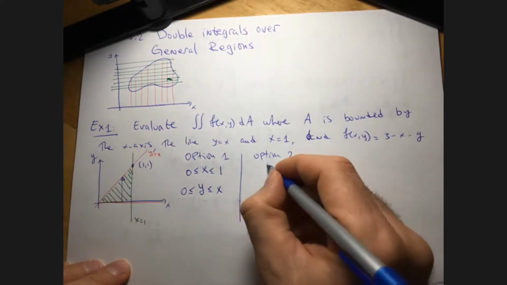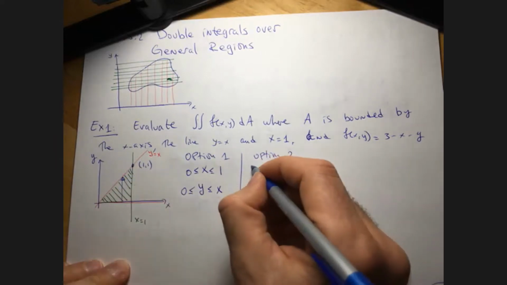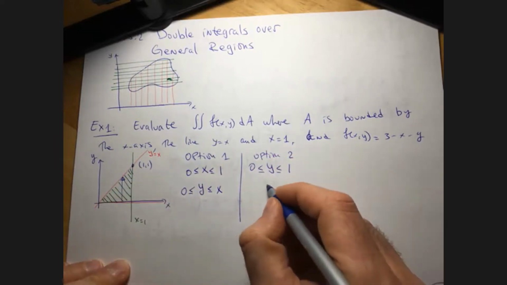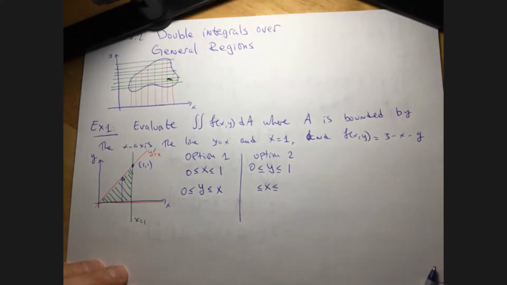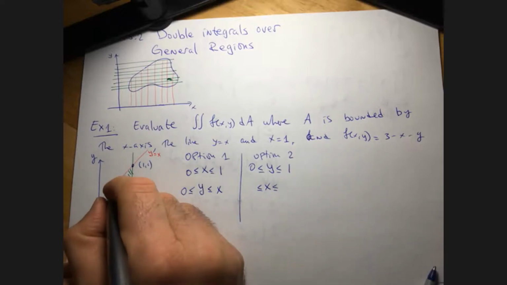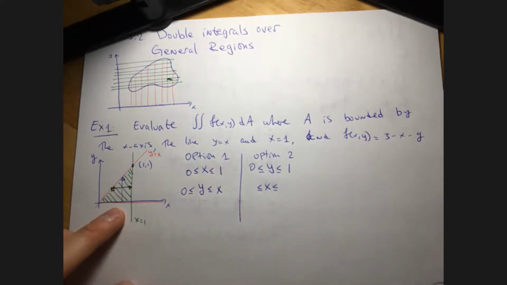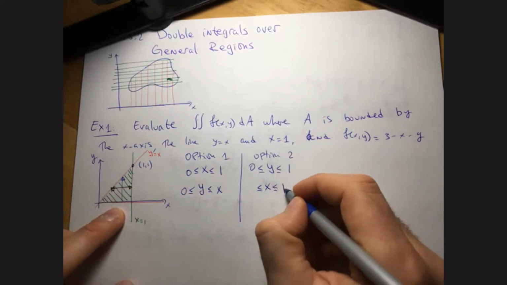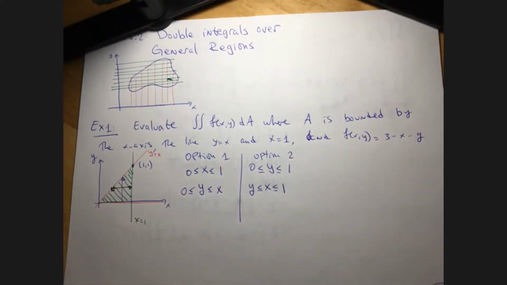Option 2 is fix y. y goes from 0 to 1, but then x, now be careful, x goes from where to where? x goes from here to here. So x is at most 1, and at least it's y. Okay. So those are the two options.